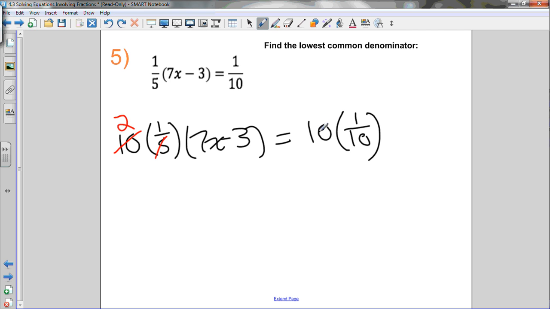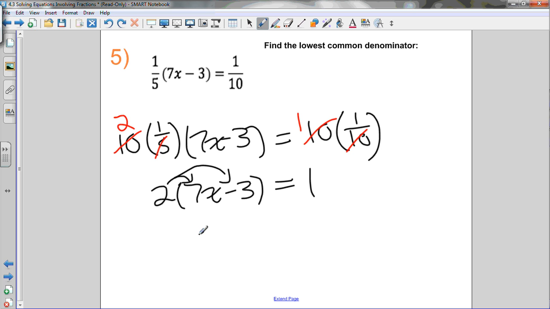And on this side of the equation, I have a 10 times 1 over 10. So I have a 10 divided by a 10. 10 divided by 10 simplifies to 1. So what I have is 2 times 1, which is 2. I still need to multiply that by 7x minus 3. On this side of the equation, I have 1 times 1, which is 1. Now let's get rid of our brackets by distributing the 2 to the 7x and the negative 3, which gives me 14x minus 6 equals 1.